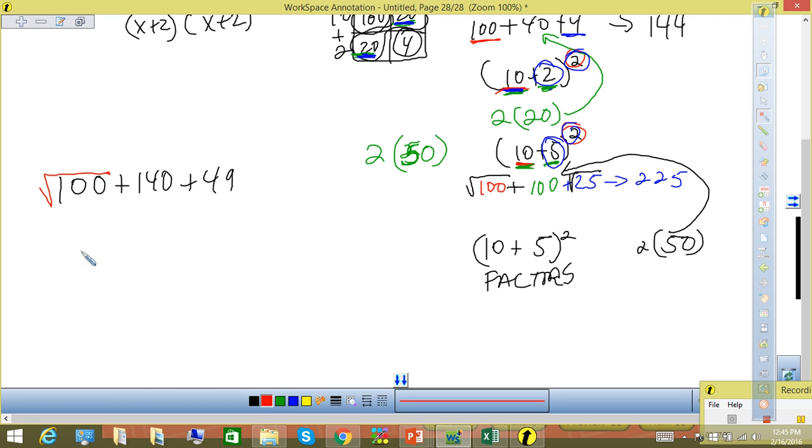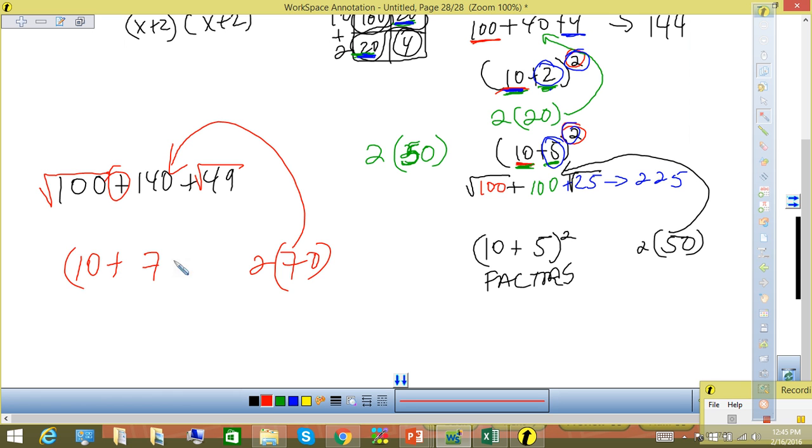Square root of the first. Square root of the last. 10 times 7. How many times will it appear in the area model? Does that give us the middle term? Yes, so therefore, my factors are 10 plus 7 squared. Otherwise, it's not a perfect square. You understand that? Okay, that was a quick intro just with numbers.